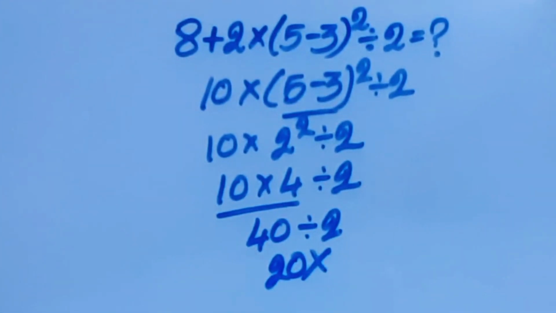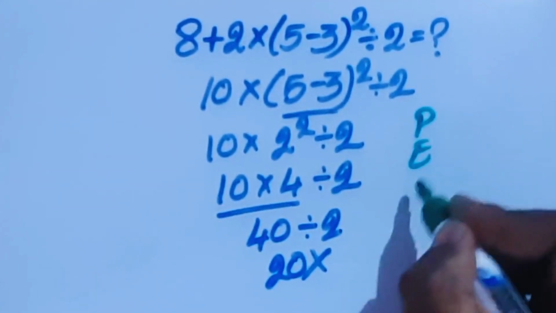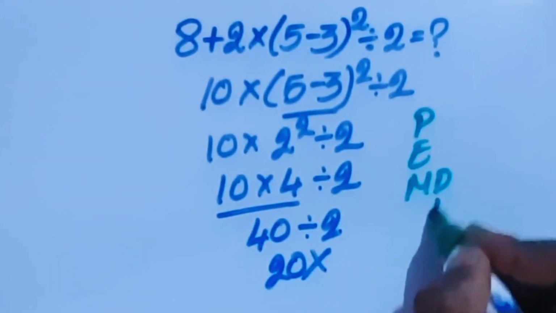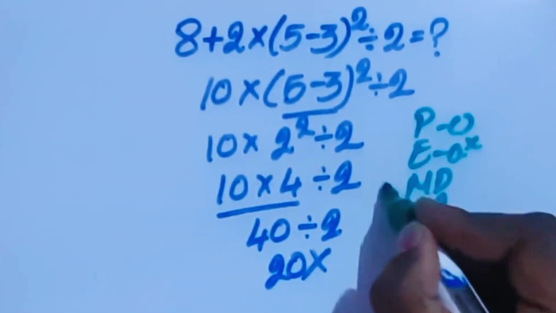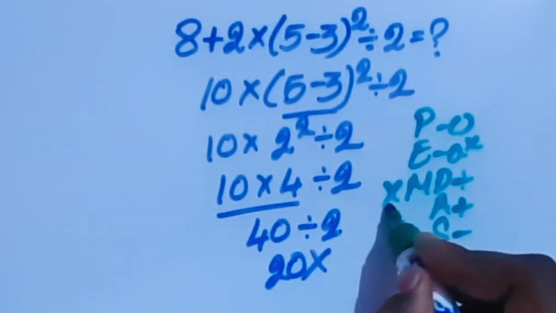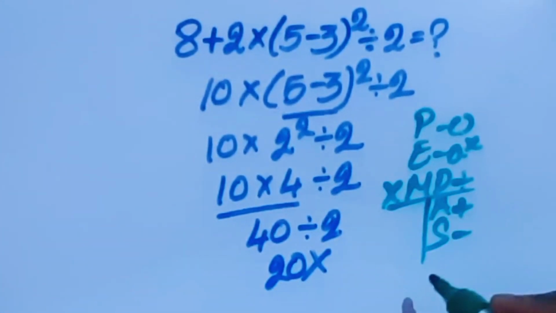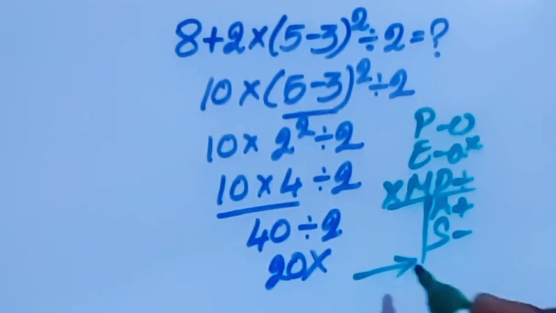As per the order of operations, this 20 is the wrong answer. Here, we are going to introduce the PEMDAS rule from order of operations. P is bracket, E is exponent, M stands for multiplication, D stands for division, A stands for addition, S stands for subtraction. Here, multiplication and division are equal priority. Also, addition and subtraction are equal priority. For equal priority, we are going to introduce another rule called left to right in the problem.